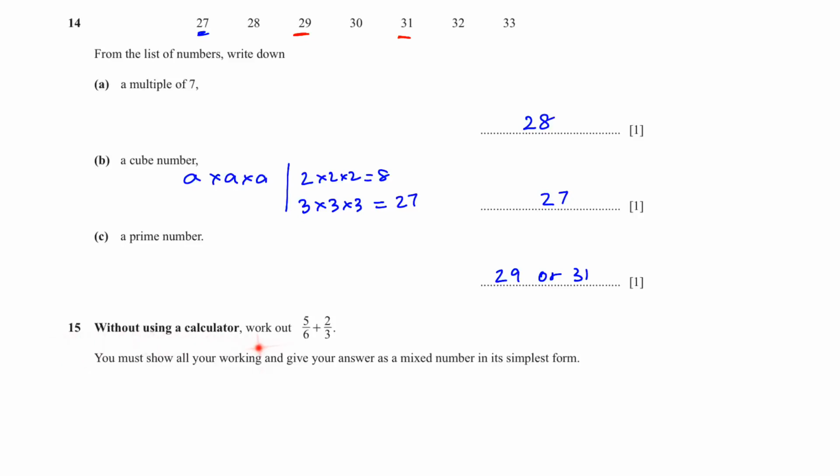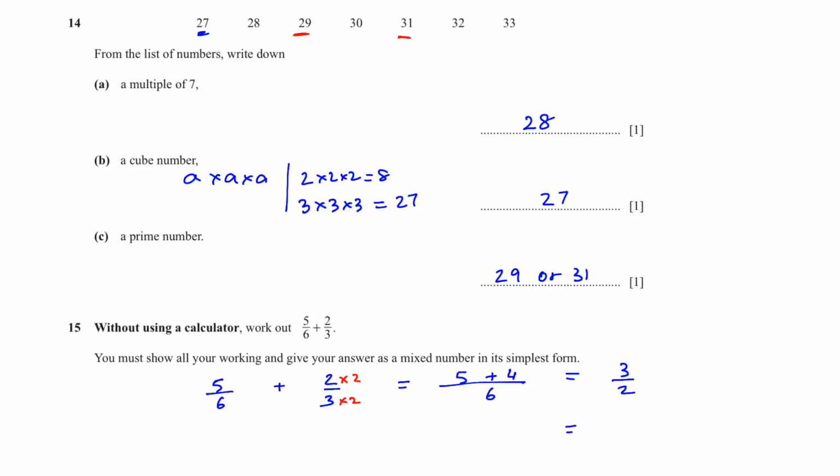Question number 15. Without using a calculator, work out 5 over 6 plus 2 over 3. You must show all your working and give your answer as a mixed number. Write down 5 over 6 plus 2 over 3. You need to have a common denominator down. 3 multiplied by 2 is 6, so multiply by the same number on the top also. And then you will have 5. 2 multiplied by 2 is 4. Because they have a common denominator, we can write it as a single fraction. Put this in the calculator, you will get 3 over 2.